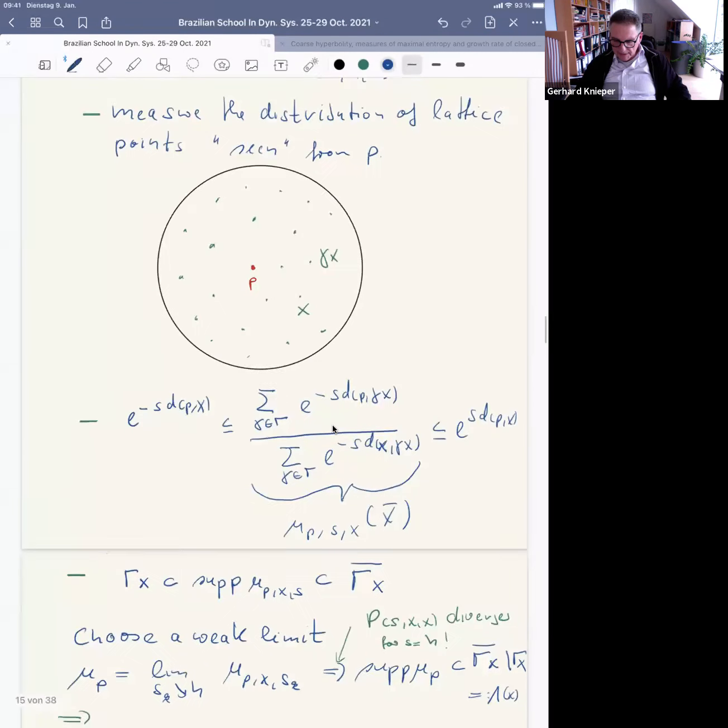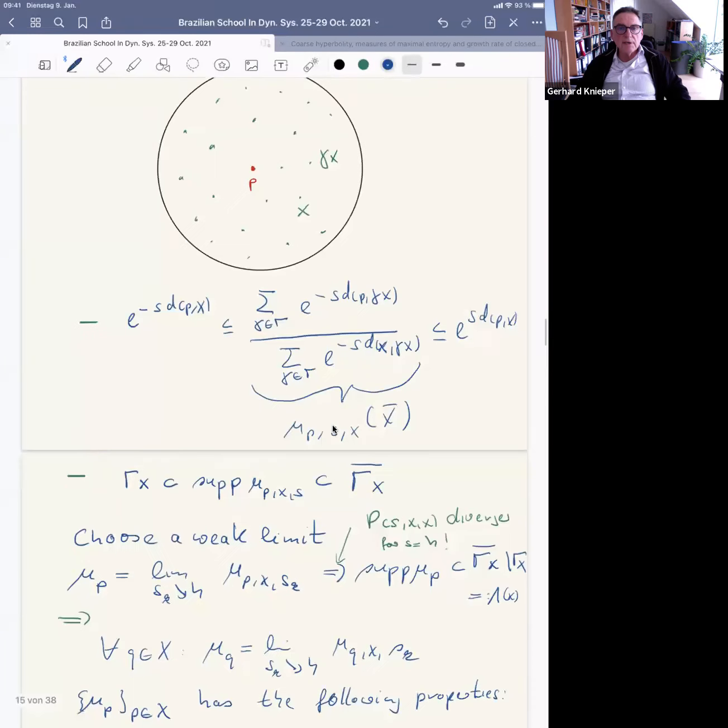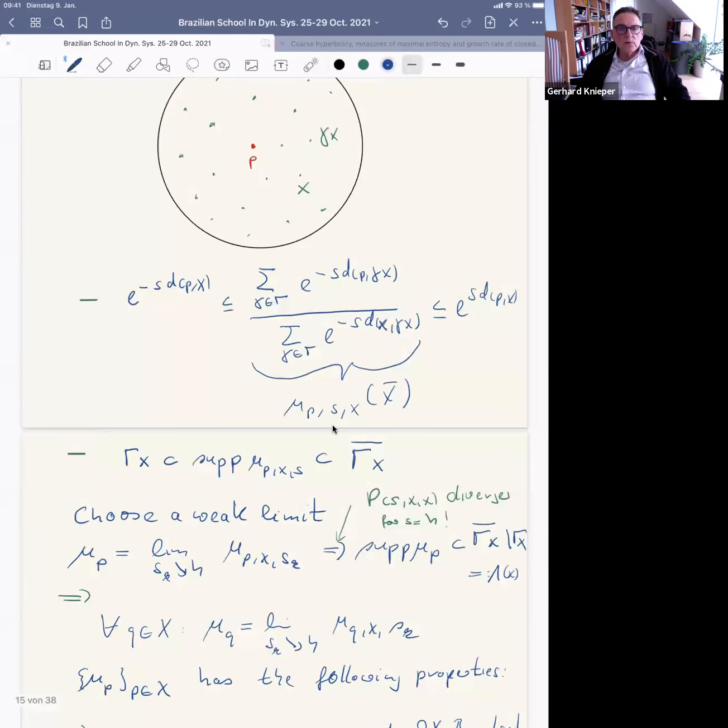And right from the beginning, it's clear that the support of the measure contains the orbit gamma x, and is contained in the closure of gamma x. So that's more or less by definition. And now comes the interesting point. You take a weak limit. Now it's important that I compactify everything, because otherwise it's not so clear how to take a weak limit. So you take a weak limit for some sequence which approaches h from above.